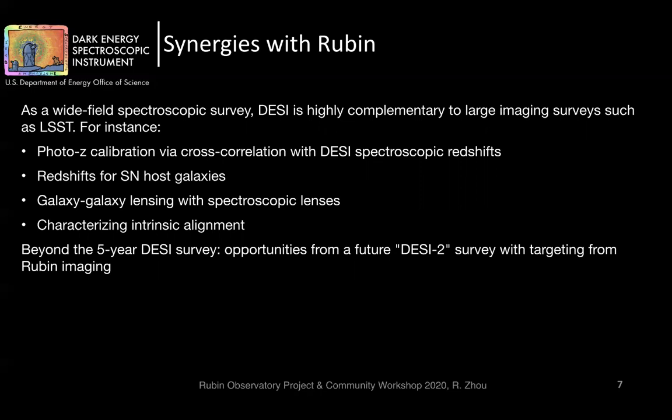And finally, besides the immediate 5-year DESI survey, we should also start thinking about the opportunities after the 5 years of DESI, when we can use the northern part of the Rubin imaging for targeting in DESI.